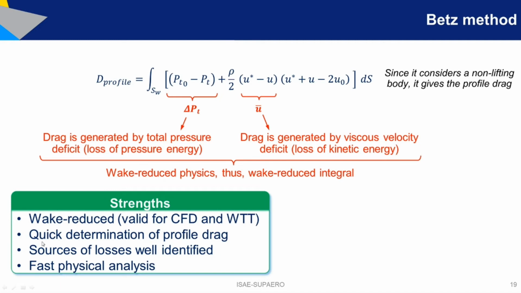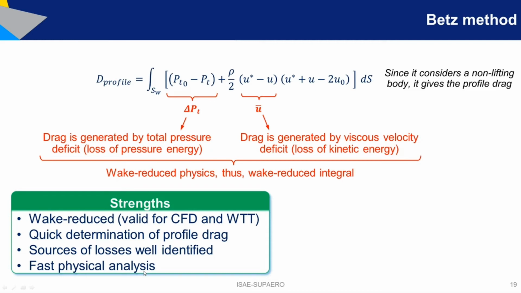And the other advantage is that you can determine profile drag very rapidly. You just have to measure total pressure and velocity behind the wake of the airfoil, and that's all. So it's quite easy to determine that in wind tunnel, and of course in CFD it's even easier. And the other advantage is that the sources of losses are well identified. As I mentioned here, the physics lying behind the drag generation is explicit, it's crystal clear right now. This allows us to perform a fast physical analysis independently of the complexity of the case that you are analyzing.